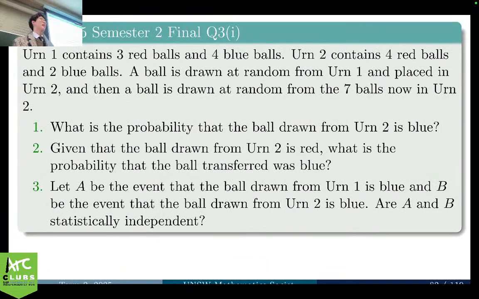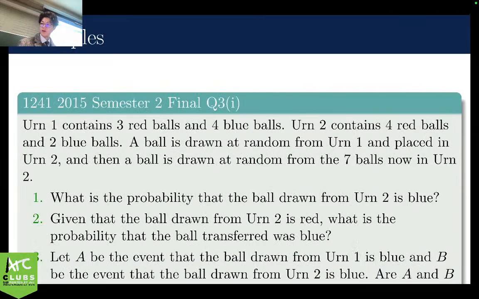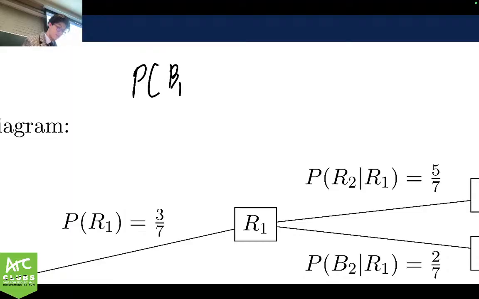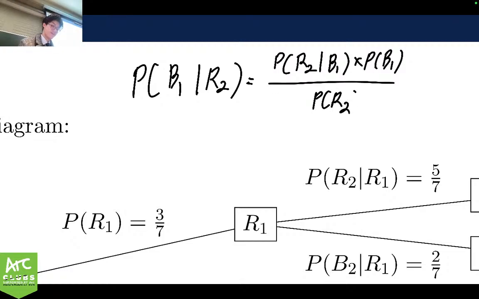Now we have to calculate a conditional probability here. Given that the ball drawn from urn 2 is red, what is the probability that the ball transferred was blue? So we have to find the probability of B1, so the first ball being blue, given that the second ball drawn was red. So by Bayes' rule, we have P of R2 given B1 times P of B1 over the probability of the second ball being red.